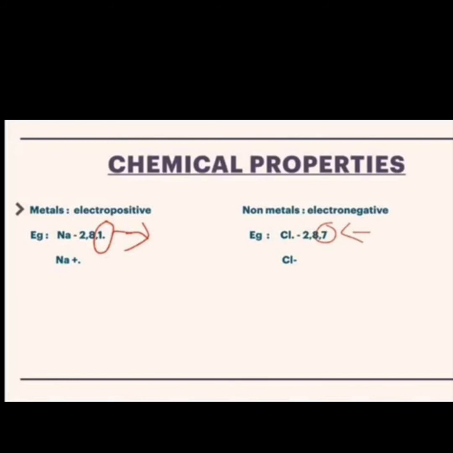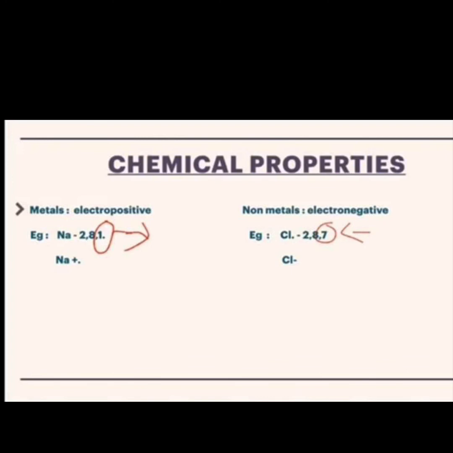I told you metals will donate electrons, right? Yes, they will donate electrons to form positive ions. So we can say that metals are electropositive in nature. Can you see the example, children? In the case of sodium, 2, 8, 1 is the electronic configuration. It will lose the outermost electron to form Na plus ion. Positive ions are called cations. That is, metals are electropositive in nature.